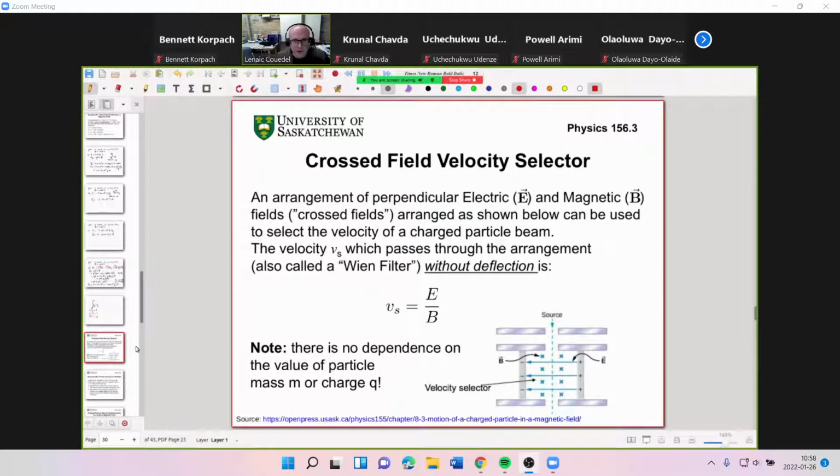All right, so now let's move to an application which is called a cross-field velocity selector. Imagine a device in which you have an electric field that is perpendicular to a magnetic field. That's why we call them cross field, and they will be arranged as below. Here, as you see in the schematic, you see a cross. So in what direction is the magnetic field pointing? Towards you or away from you?